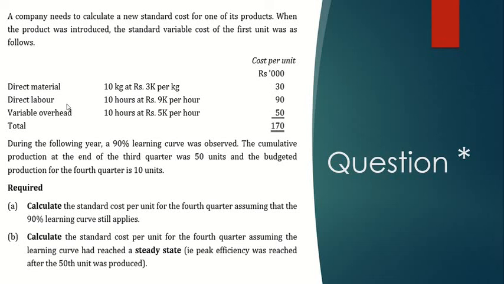But here direct labor 10 hours needed for first unit, 9,000 per hour. So 9 into 10, 90,000. So this is very critical because when they are producing more, what will happen? This time requirement will get reduced. To understand this, we can use tabular approach or algebraic approach, but here I mostly suggest that the algebraic approach will be more appropriate, right? Variable overheads 10 hours at 5,000 per hour, so 5 into 10, 50,000. So our total cost per first unit will be 170,000.